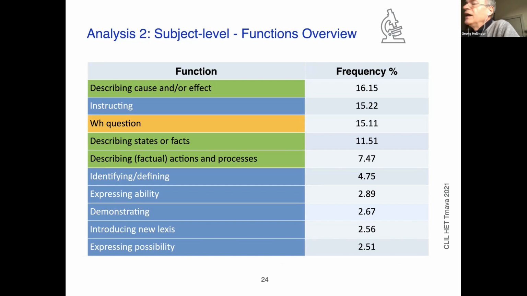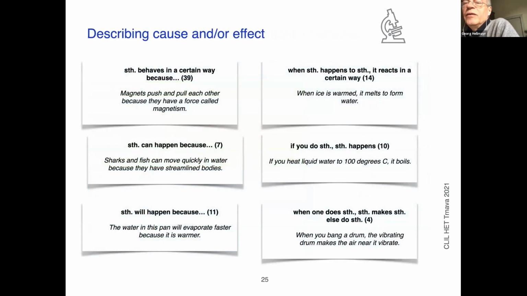Now, if we look a little more closely at describing cause and effect, that is our focus at this point, we see that certain constructions are used more often than others. The first one, the most prominent with 39 instances, is something behaves in a certain way because. So giving a reason by adding a subclause with the conjunction because. The second most frequent structure is when something happens to something, it reacts in a certain way. So when ice is warmed, it melts. The when sentence, the subclause at the beginning, and so on. So you can see these are the structures being used to describe and express cause and effect in these Key Stage 2 materials.